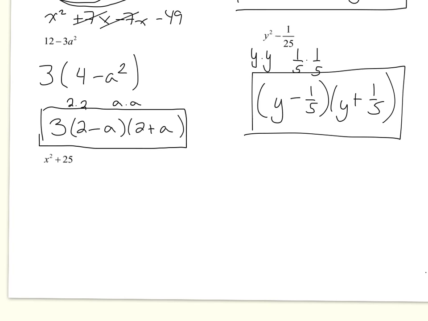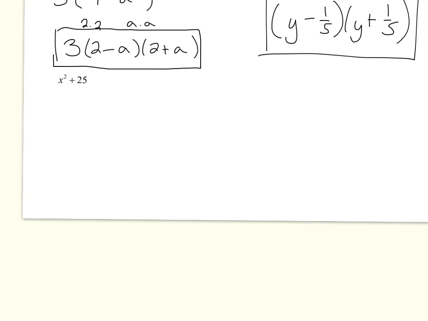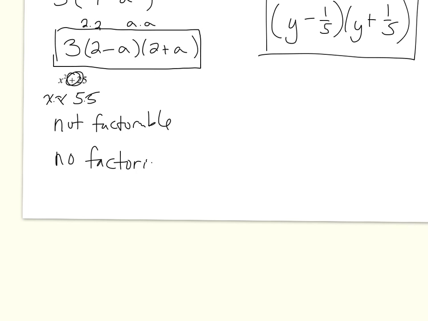Now the last one, x squared plus 25, these are certainly both perfect squares, x times x, 5 times 5, but this is actually not factorable. Now the difference is, this is not a difference, it's a sum. So you cannot factor, there's no factoring of the sum of squares, ever. Only the difference.